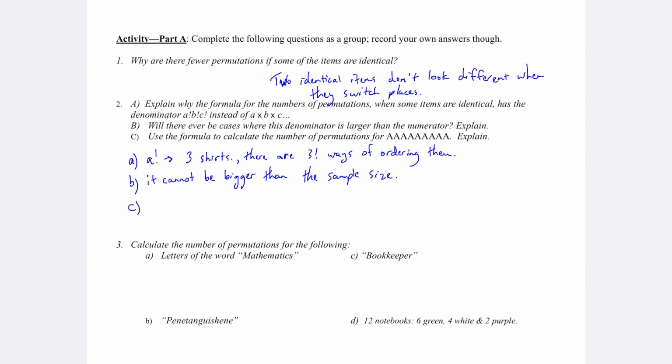And C, use the formula to calculate the number of permutations for A. How many A's are there? 1, 2, 3, 4, 5, 6, 7, 8, 9. There are 9 A's there, okay? So there are 9 factorial ways of ordering them. Then we say on the bottom, well, how many non-unique ways are there of ordering them? Well, there's 9 of them, so we divide by 9 factorial. If you have something over itself, you have 1. And that makes sense, because if you look at the A's there, there's no unique orders that you could put them in. If you switch A's, it still always just looks the same.